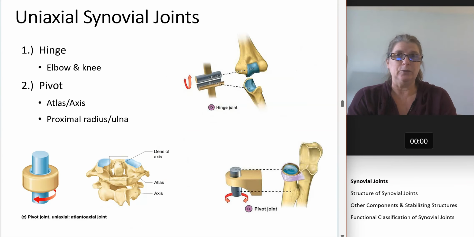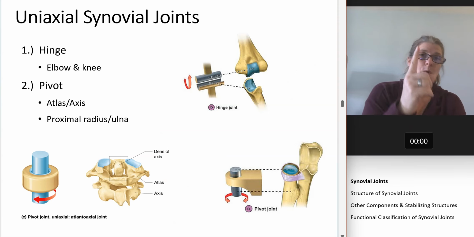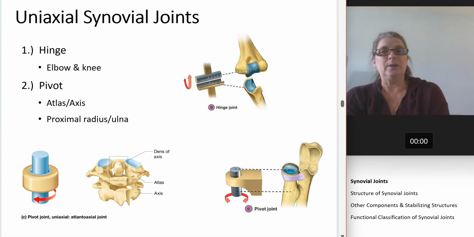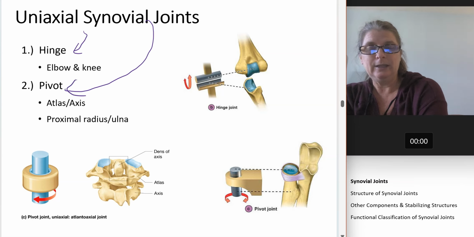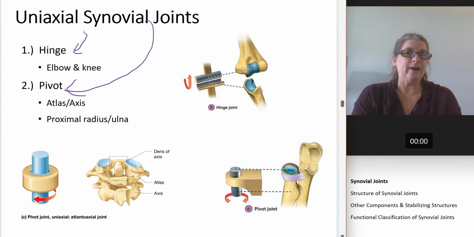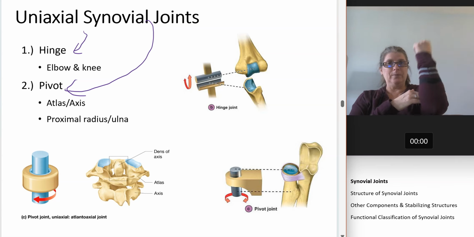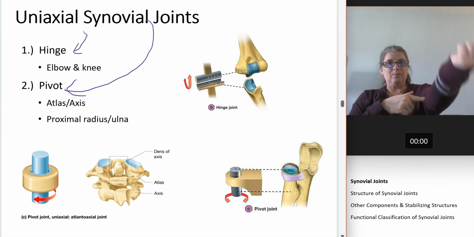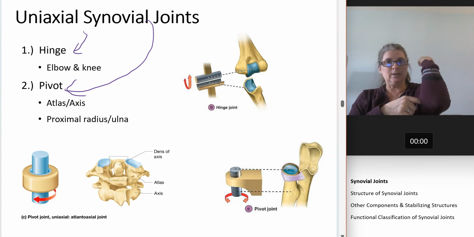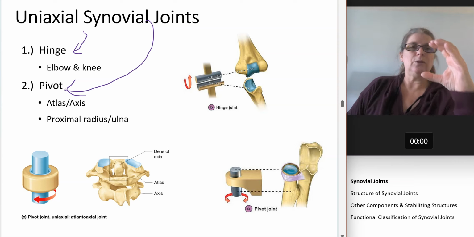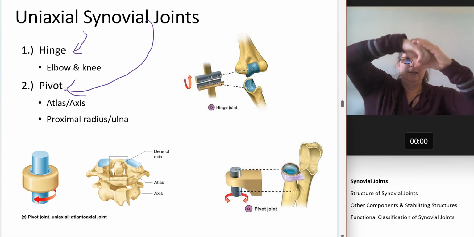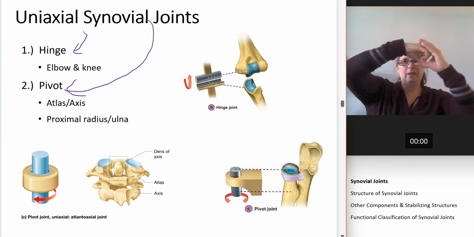Okay, uniaxial joint, so movement, uniaxial, one axis of movement. Examples of joint names are hinge joints, which are uniaxial, and so are pivot joints. Where do you find hinge joints in the body? The elbow and the knee. And remember that the movement at the elbow is just flexion and extension. It's just a hinge. Remember how that trochlear notch fit on the trochlea and just moves, okay?